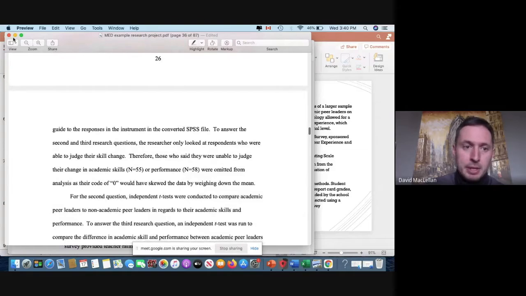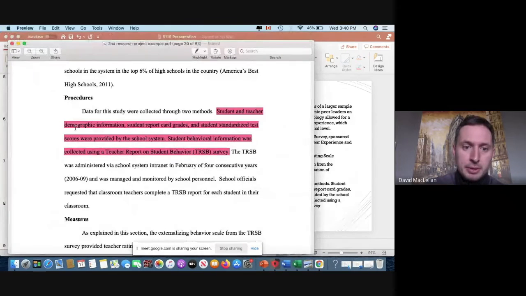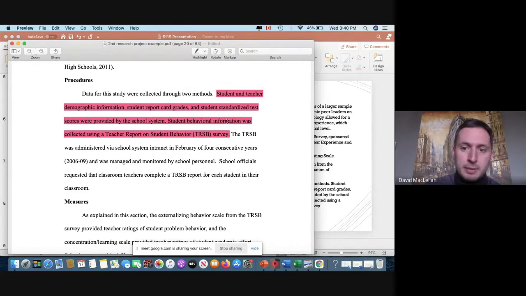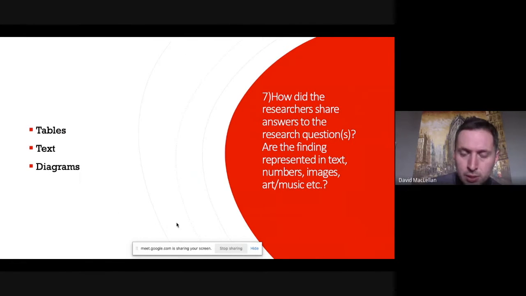In terms of the other, this is collected through secondhand data. Actually, both examples were collected through secondhand data, where the researchers used student-teacher demographic information, student report card grades, and student standardized test scores, as well as behavioral information.